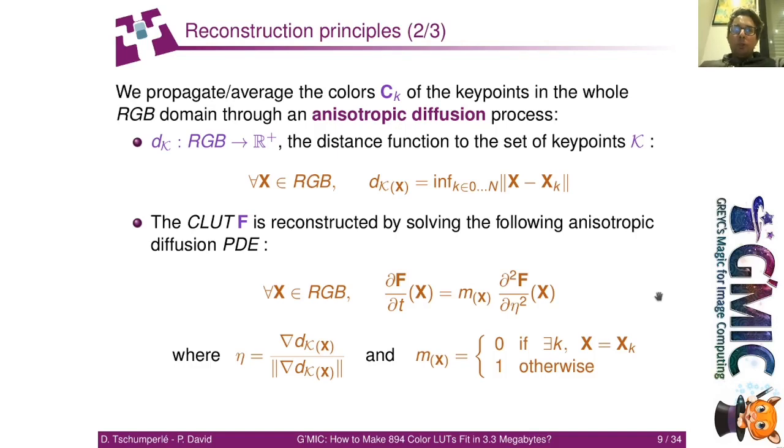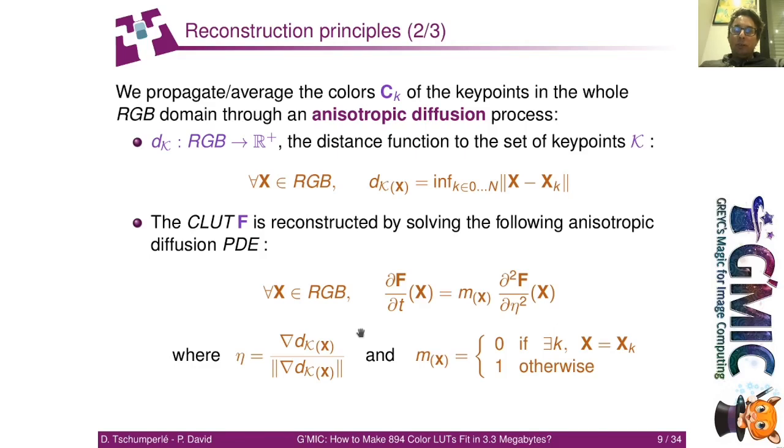I won't enter much into the mathematical details of the equation here, but this basically means we model the diffusion process by this particular anisotropic diffusion equation, where the main diffusion orientations eta are defined at each point of the 3D cube by something related to the gradient of the distance function to the key points. This is why the process is called anisotropic. At each point of the cube, the diffusion is done only along a main orientation that is different each time.